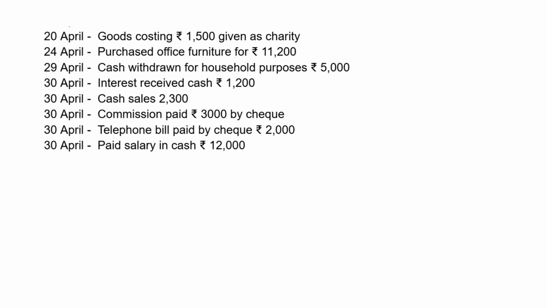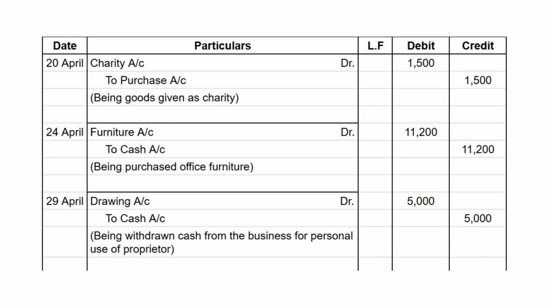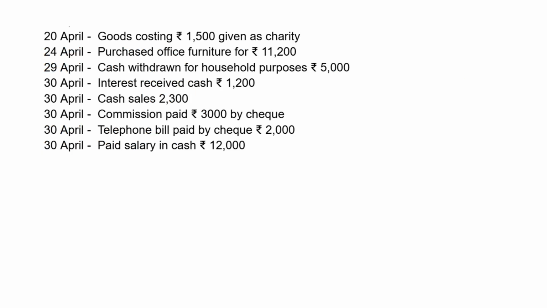Let's see how we'll record it. 29th April, drawings account debit 5,000 rupees in the debit side and to cash account, credit side 5,000 rupees. And the narration is being withdrawn cash from the business for personal use of proprietor. Next, 30th April, interest received in cash 1,200.